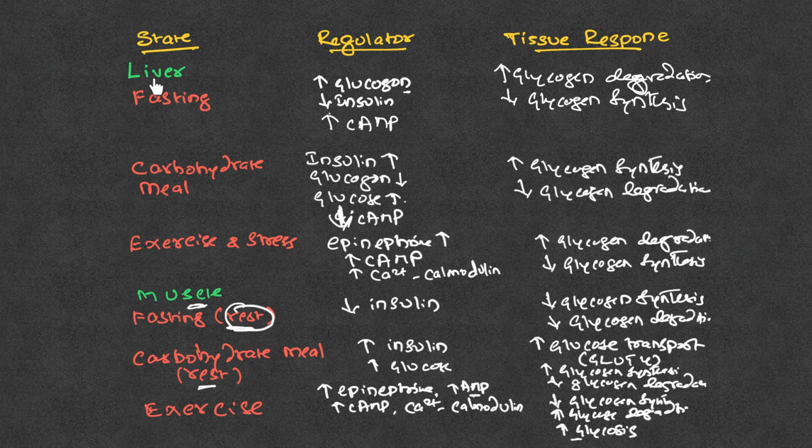So, we are taking the example of liver and skeletal muscle. In the liver we are looking at three conditions: the fasting state, carbohydrate meal, and exercise and stress. So, whenever we are in a fasting condition, what happens in the liver?